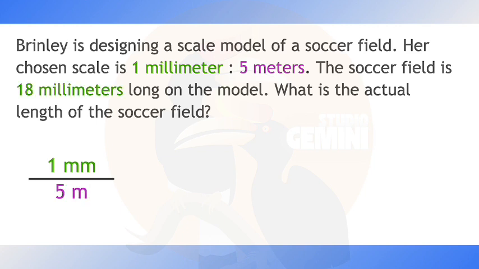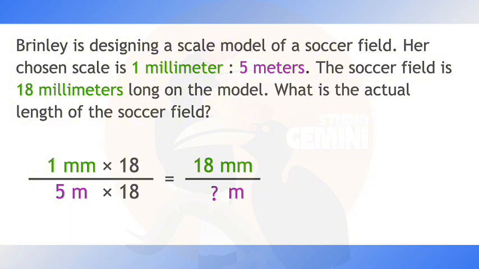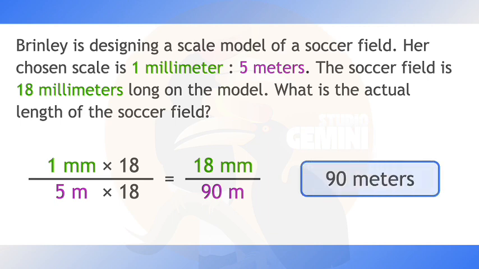We know the model length is 18 millimeters, so let's extend our scale to another ratio with 18 millimeters on top and the missing meter length below. In order to get from 1 millimeter to 18 millimeters, we simply multiply by 18. So we'll need to multiply 5 meters times 18 as well. This gives us 90 meters. The length of the soccer field is 90 meters.